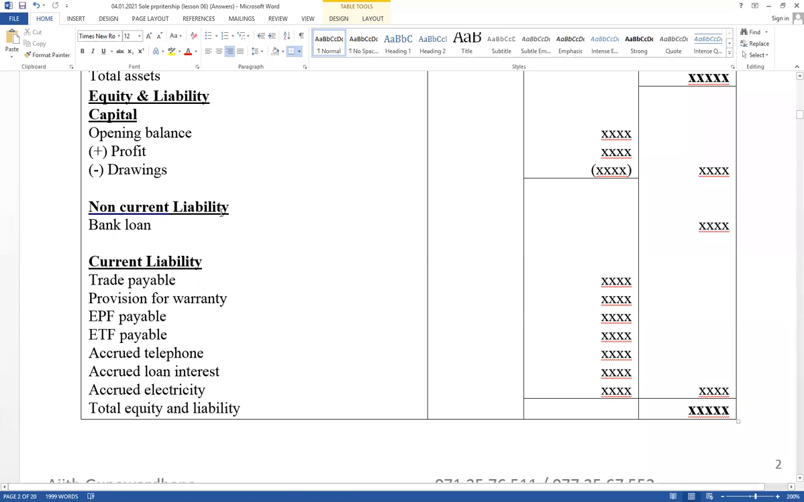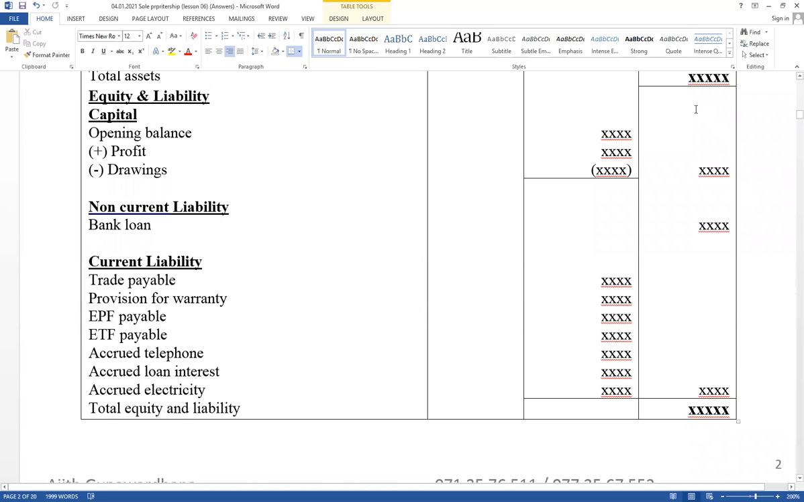And under non-current liability, bank loan, as well as current liability, trade payable, provision for warranty. This adjustment I will discuss later. And EPF payable, ETF payable, also separate adjustment available. Think about payable liability. And accrual telephone, accrual loan interest, accrual electricity, all the accrual expenses should be included under current liability. Then total current liability can be calculated.